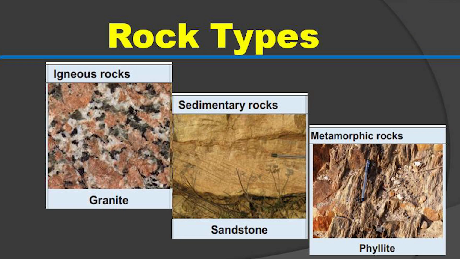Now, if you see this diagram, I have given three examples. If you see the figure, one is granite, which is an example of igneous rock. Two is sandstone, an example of sedimentary rock. And three is phyllite, which is an example of metamorphic rock.